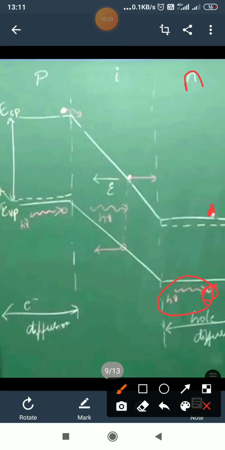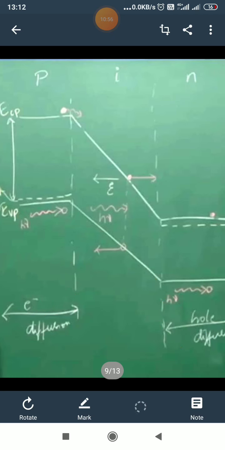But the hole which is present over here will move around, and when it comes to this particular junction, what happens? Because of this electric field, it will drift back to its original region, that is the P region. So the electron will come back to this region. This process we call hole diffusion. Now, hole diffusion is taking place in the N region and electron diffusion is taking place in the P region. Understanding my point?